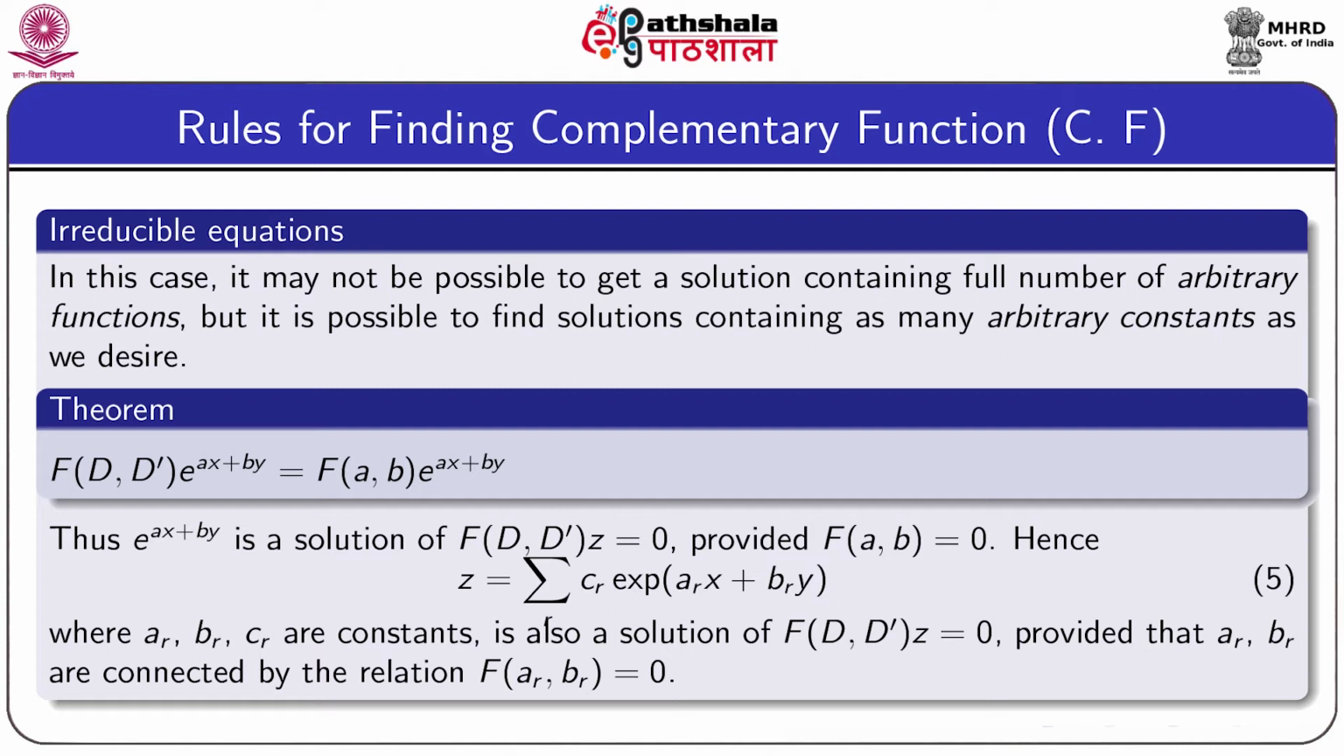Let those set of values be Ar, Br. Now, these are the solutions of the given equation. So, their linear combination, that means the sum of Cr exponential of Ar x plus Br y, is the solution of the given equation Fz equals 0, where Ar, Br, Cr are arbitrary constants and Ar, Br satisfy the equation F(Ar, Br) equals 0.